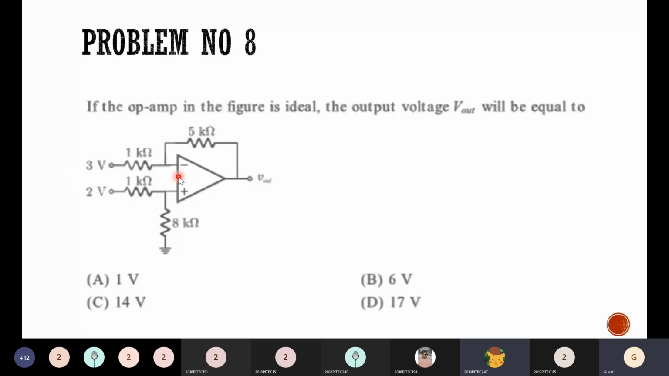You can write the KCL equation for this part alone, and then you can find out what is the output of this. So somehow use any method. Whatever may be the method, that doesn't matter. You have to finally find out the output of this given circuit. So use any method and try to find the output for this.